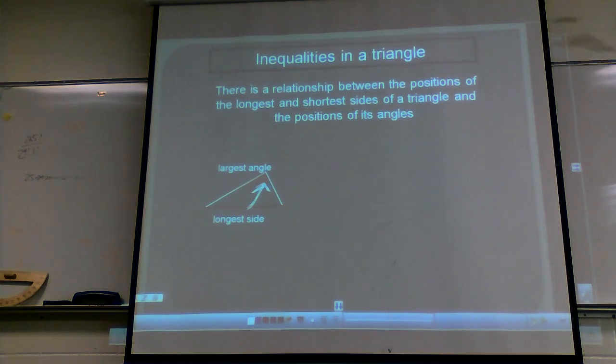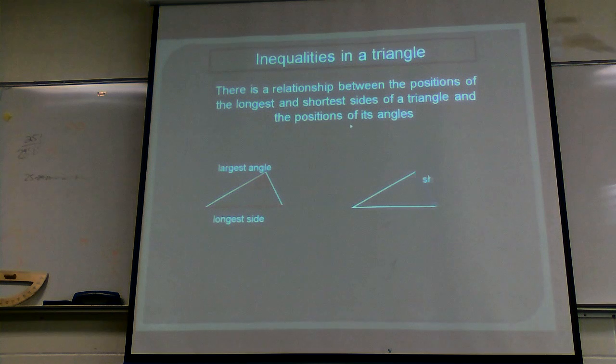All right, likewise, if I knew that the side was the shortest side, if I were to draw an arrow back to the angle opposite it, that would obviously be the smallest angle. So it's basically biggest matches up with biggest, smallest matches up with smallest.